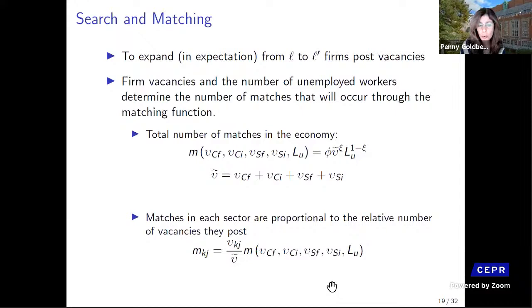One more assumption I want to mention because it's important for interpreting the model. The matches in each sector, we assume, are proportional to the relative number of vacancies they post. And what this means is that the probability of filling a vacancy does not depend on the sector or firm type. It's the same for all firm types. The reason this is important is it highlights the fact that in our model, all firms in the manufacturing sector, in the service sector, formal and informal, they all compete for the same pool of workers.